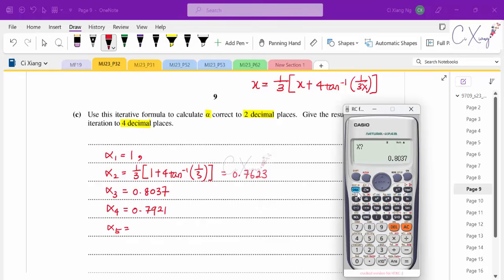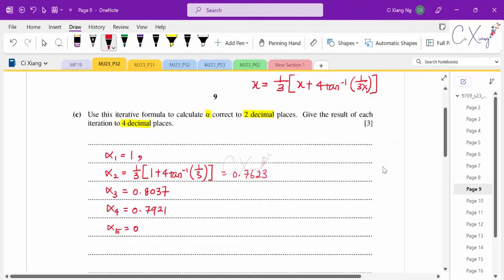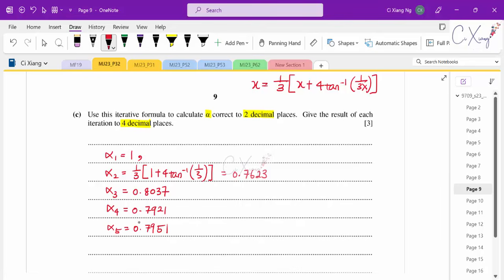Okay, press calculate again. Key in the value 0.7921. Then press equal sign. Then you're having 0.7951. Okay, alpha number 4 is 0.79. Alpha number 5, the answer is 0.80, correct to 2 decimal places, right? So it is not considered as repeated yet. So just continue again to get the alpha number 6.